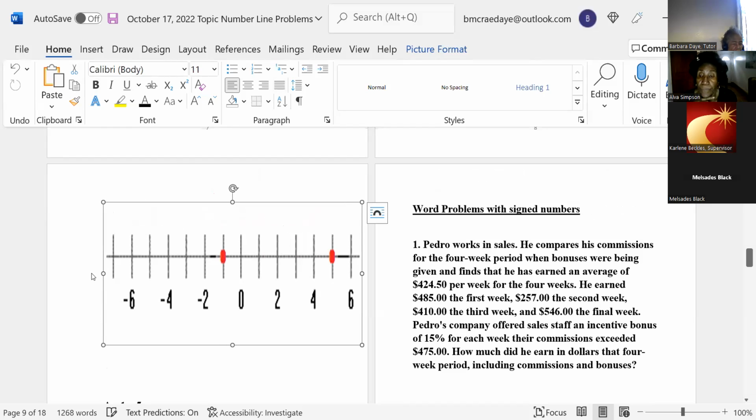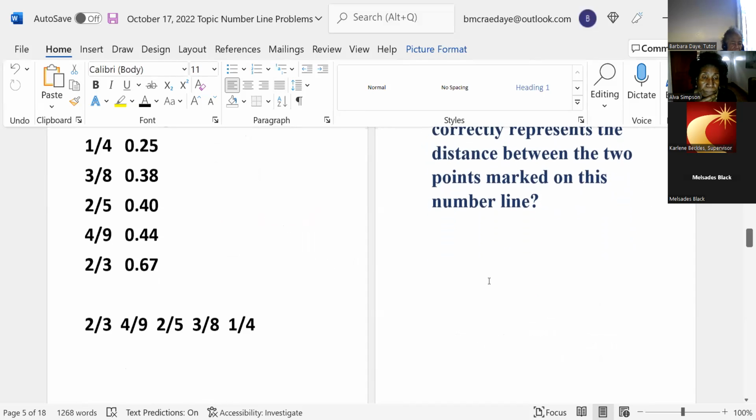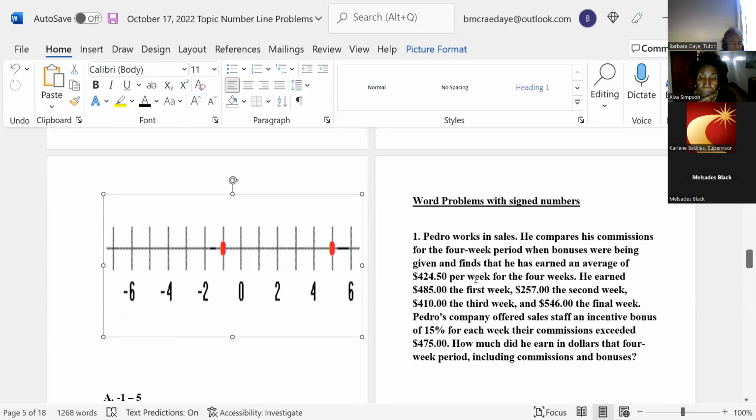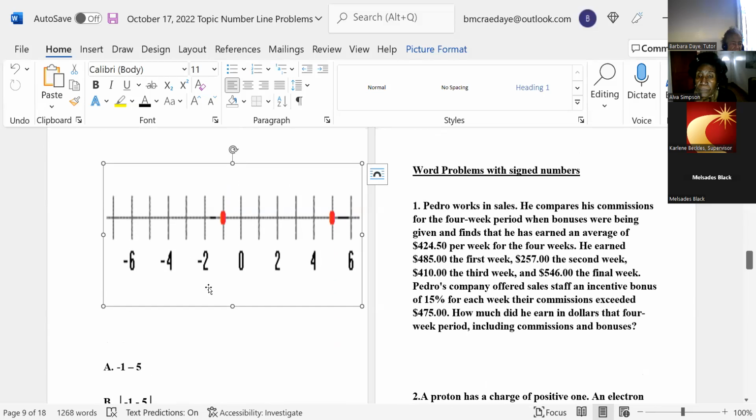Which expression correctly represents the distance between the 2 points? Oh, you see that? Okay. Now let me scroll down. Do you see the number line? It has red dots on it. Yes, but it's a little bit down. You want to scroll up a little bit more. Okay.